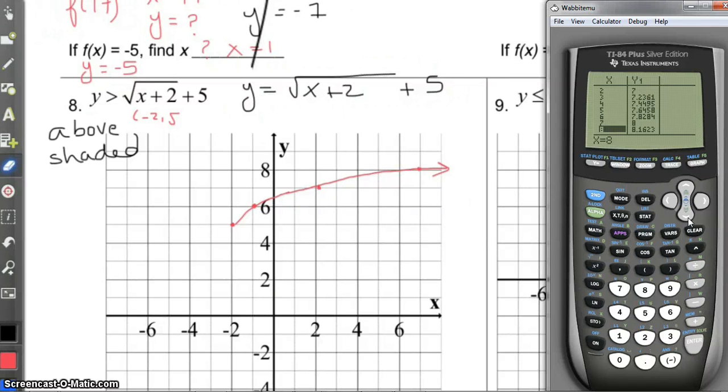I'm gonna make it look... it's not erasing. So I'm gonna draw above it in black then. So it should be a dashed line. Now you have to shade above.